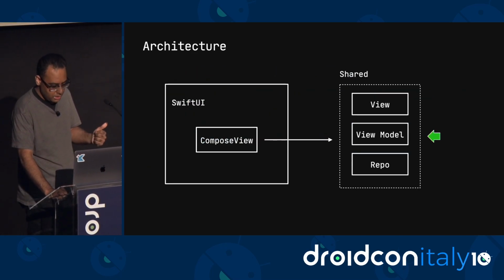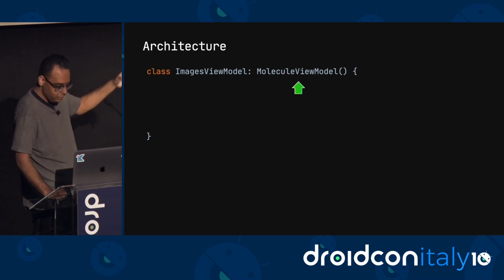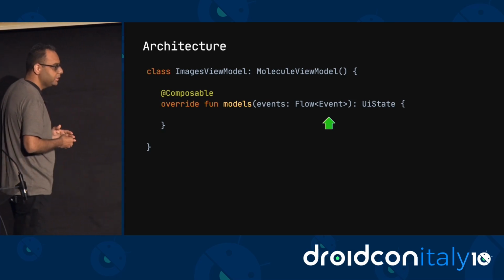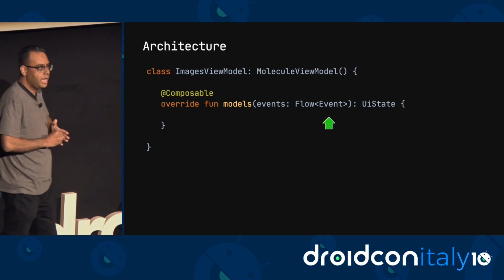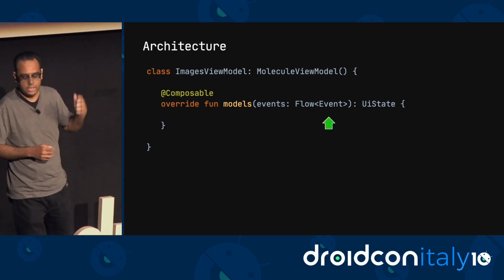So let's create the view model. I have my images view model that inherits all that scaffolding from my Molecule view model. Whenever someone is creating a view model in your KMM project, the only thing they're going to have to do is inherit from that. And you'll see this in the sample in Molecule.